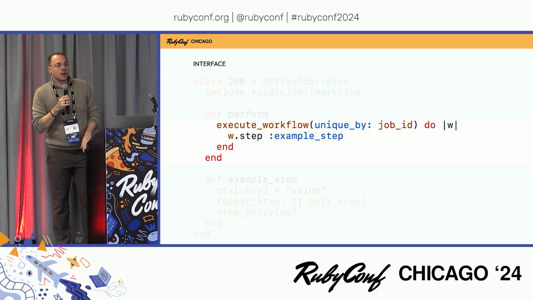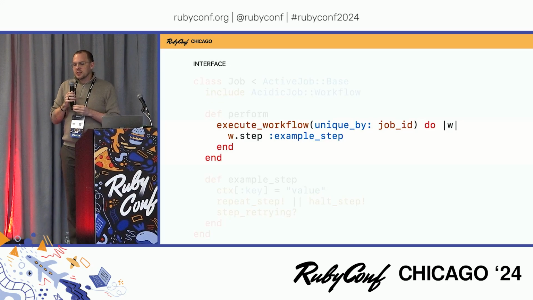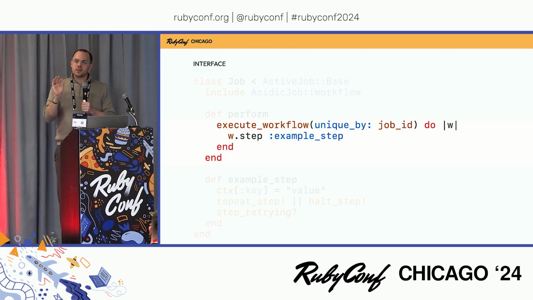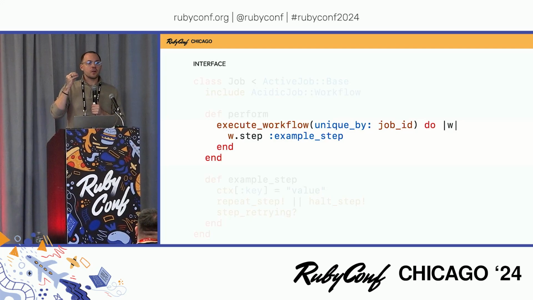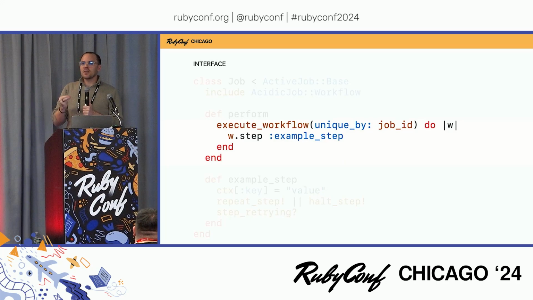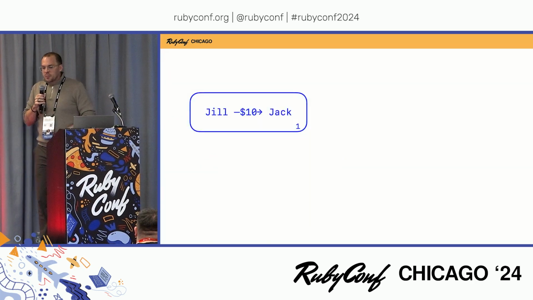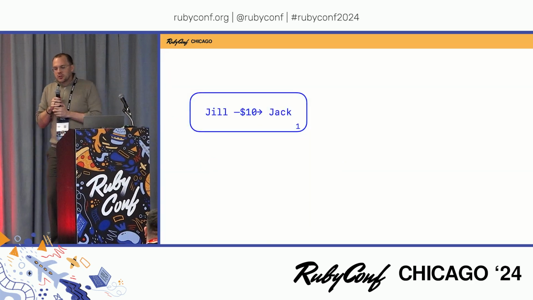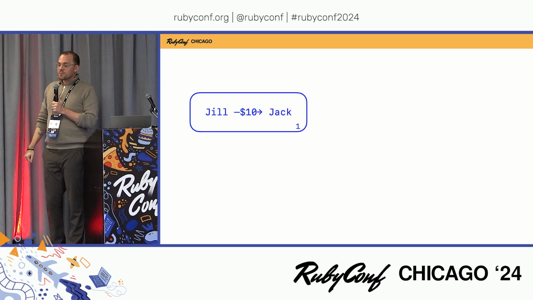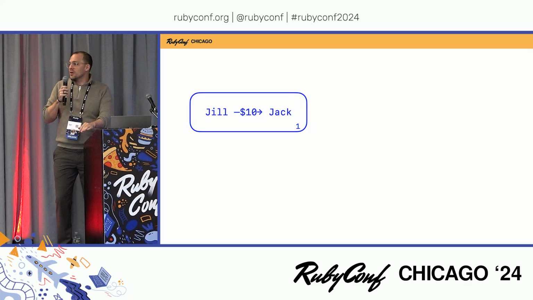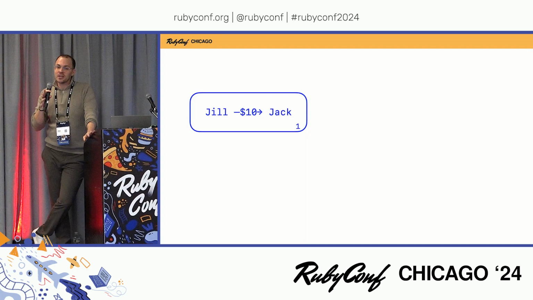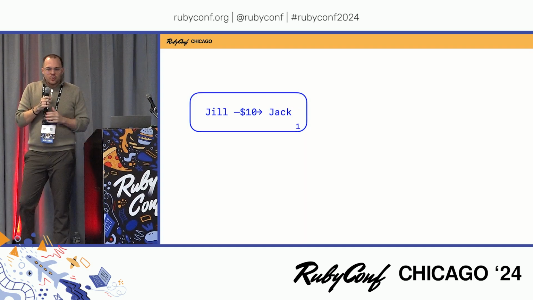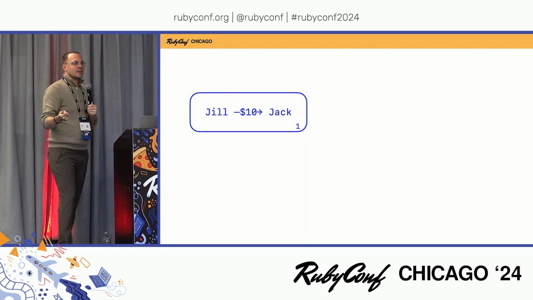And then you have this unique_by keyword argument. This is a really important point, so I want to go into it a little bit. Uniqueness is fundamentally tied to idempotency. You can't have one without the other. You have to think really deeply about what that means. To give an example, if we imagine a system that's doing financial transfers, and Jill wants to give $10 to Jack, right?